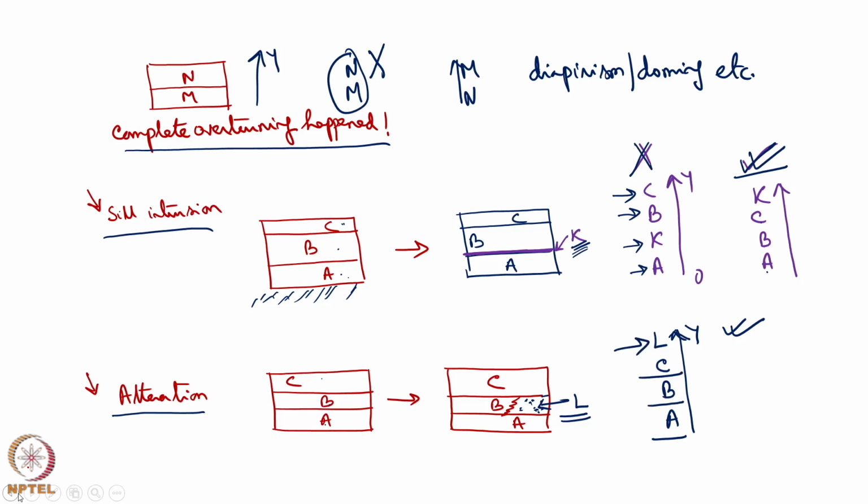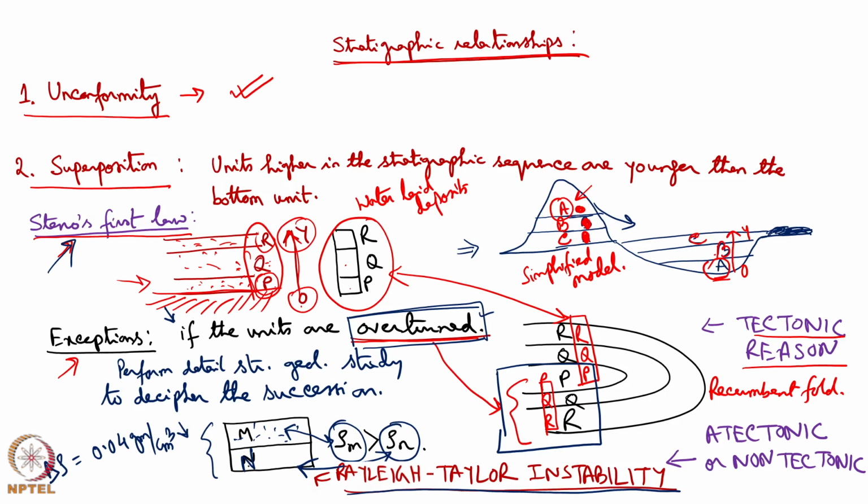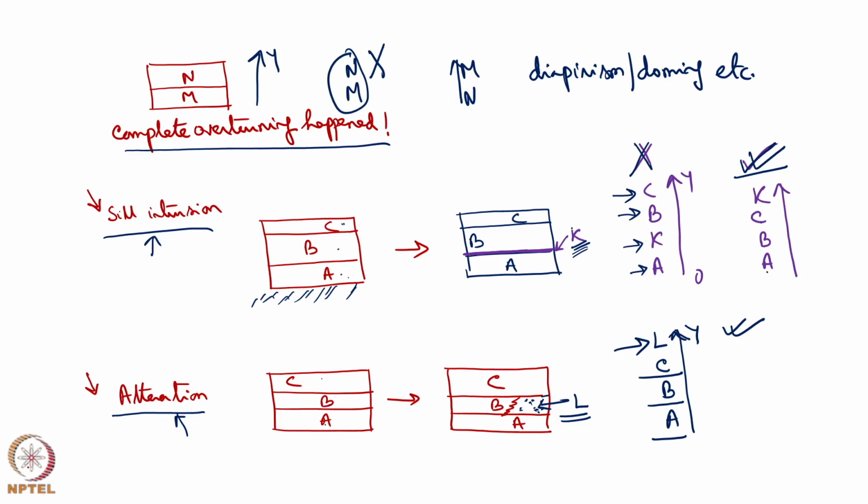In Steno's first law, sill intrusion, alteration, the Rayleigh-Taylor instability and the overturning situation may not come into play, based on where Steno was working to study, and he emphasized that he was dealing with water laid deposits. Now once I said an igneous intrusion K, it is not a water laid sedimentary deposit. So in that way Steno's view can still be justified.